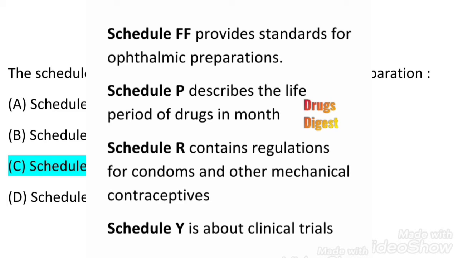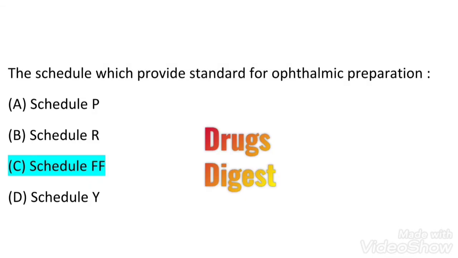Schedule P describes the life period of drugs in months. Schedule R contains regulations for condoms and other mechanical contraceptives. Schedule Y is about clinical trials. We will discuss all about these different schedules and tips to memorize them in another video.